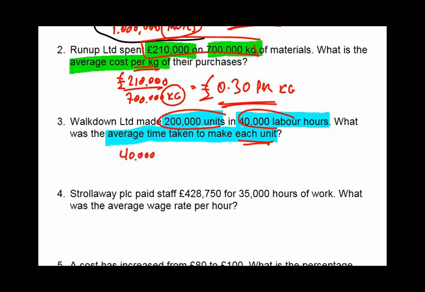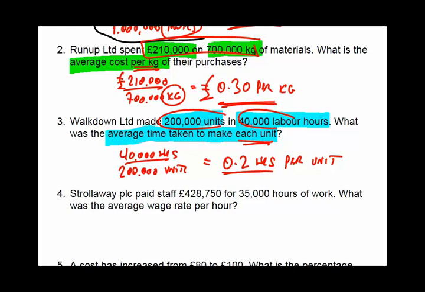So 40,000 hours divided by 200,000 units, because we're doing it per unit. If you do that on your calculator, I get 0.2 hours per unit. So every unit they produced took them 0.2 hours.